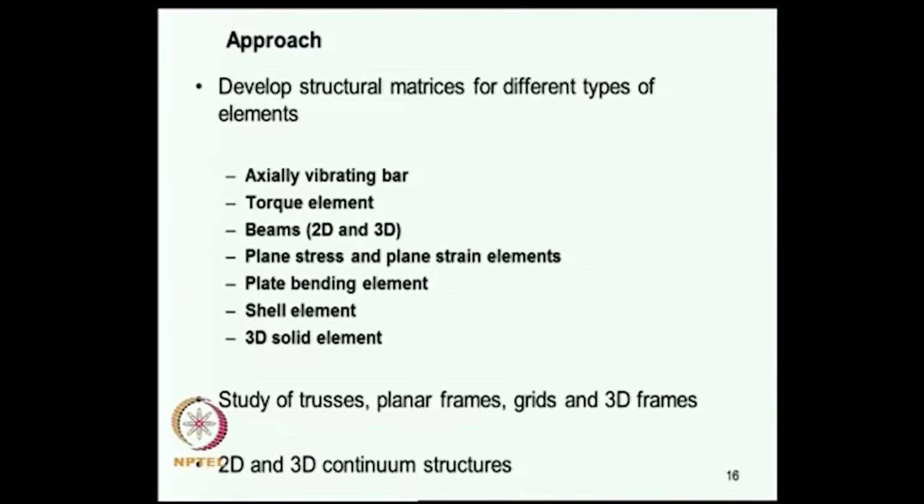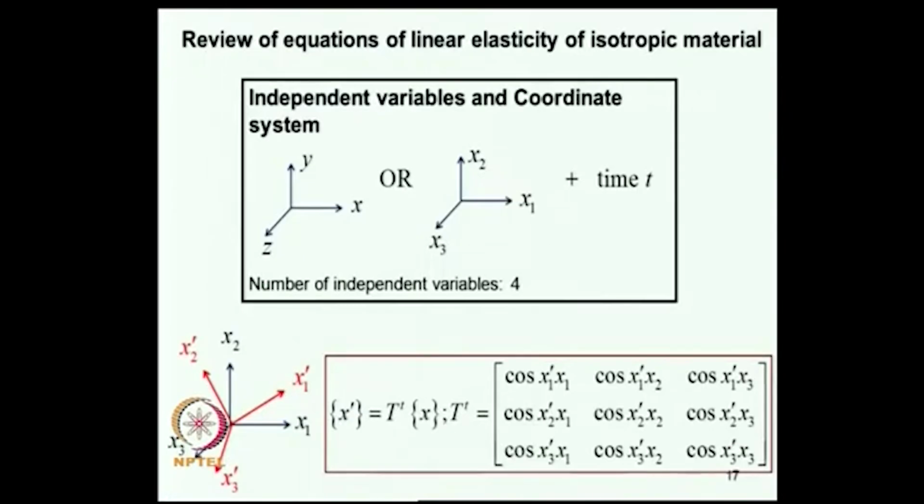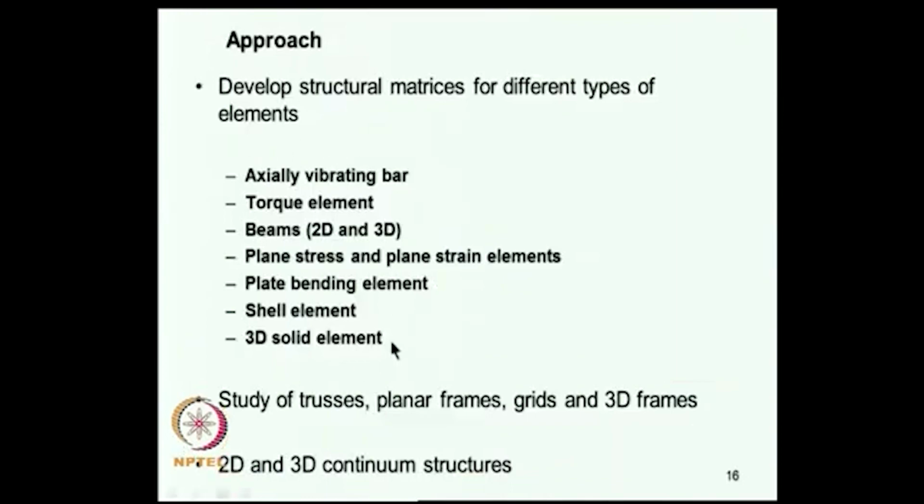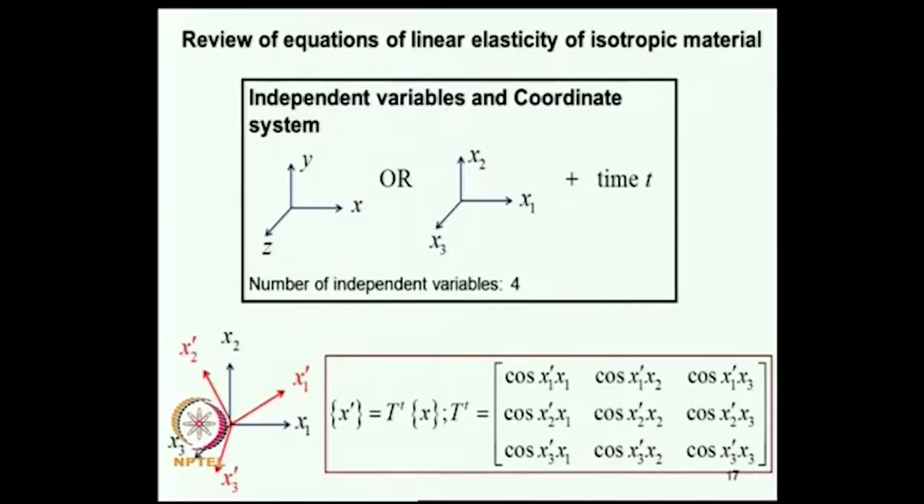So, we will start with addressing the questions listed here. As a prelude to that, we will quickly review some notations and equations from linear elasticity for isotropic material. The independent variables are the coordinates of the system, we use x, y, z or x1, x2, x3, and time t. So, there are 4 independent variables in a 3 dimensional problem of elasticity. One is time and 3 are spatial coordinates.